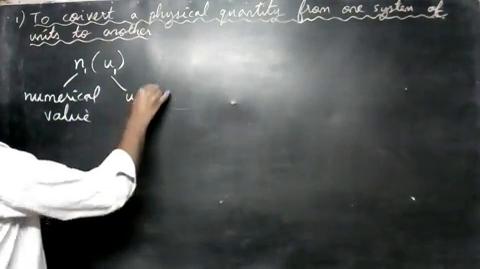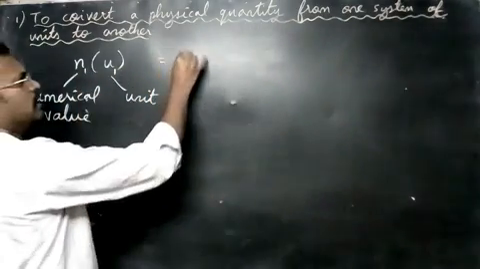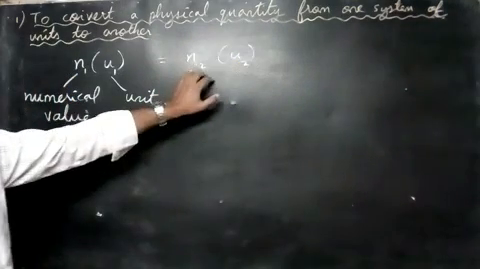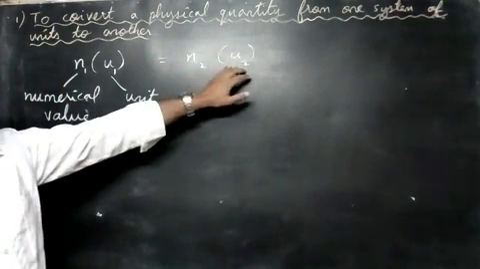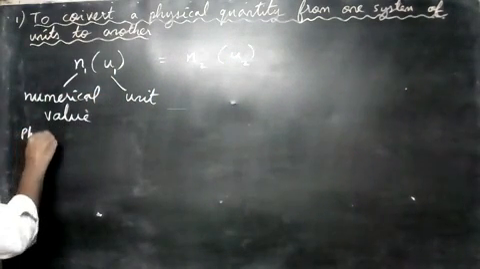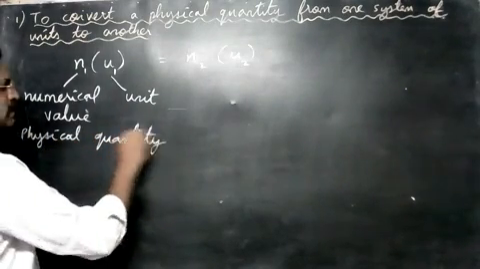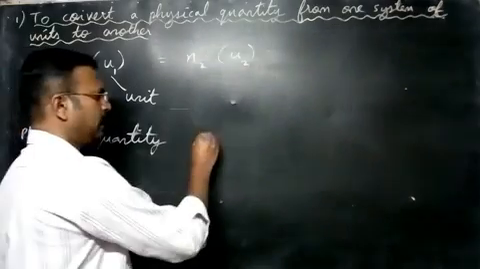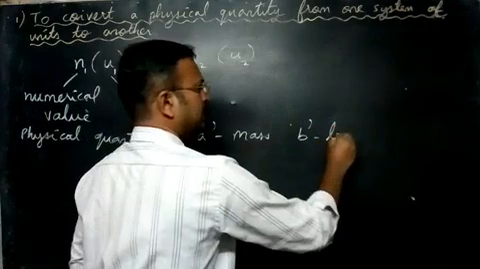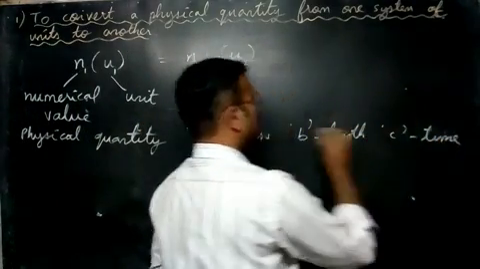And u1 means what? It is a unit. So when you multiply this n1 u1 in one system, that will be equal to n2 into u2. So n2 is the numerical value in the second system, say SI system, and u2 is the unit there. So let's take an example here. We'll take a physical quantity which has dimensions of a in mass, b in length, and c in time. So these are the dimensions it has.